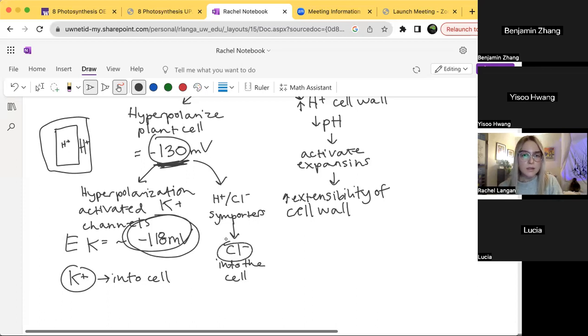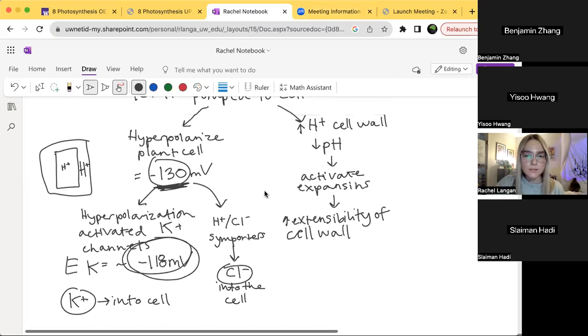And chloride ions going into the cell is also going to increase the amount of solute in the cell, decreasing the solute potential and decreasing the water potential and making it more likely that water goes in. So all of this signaling.